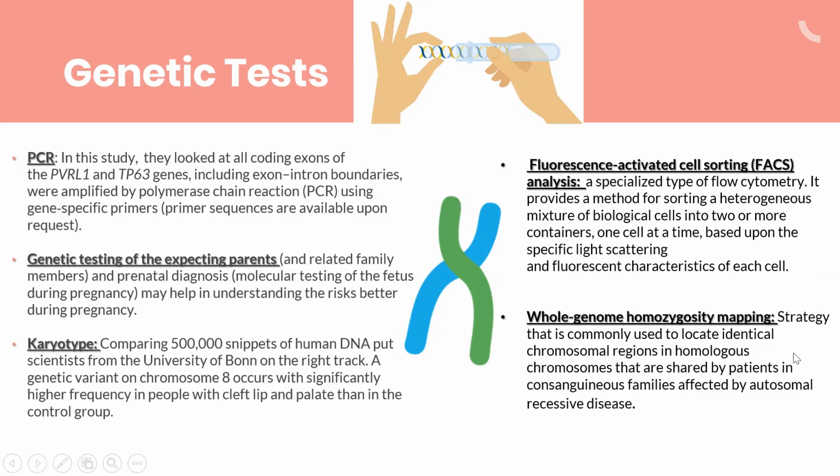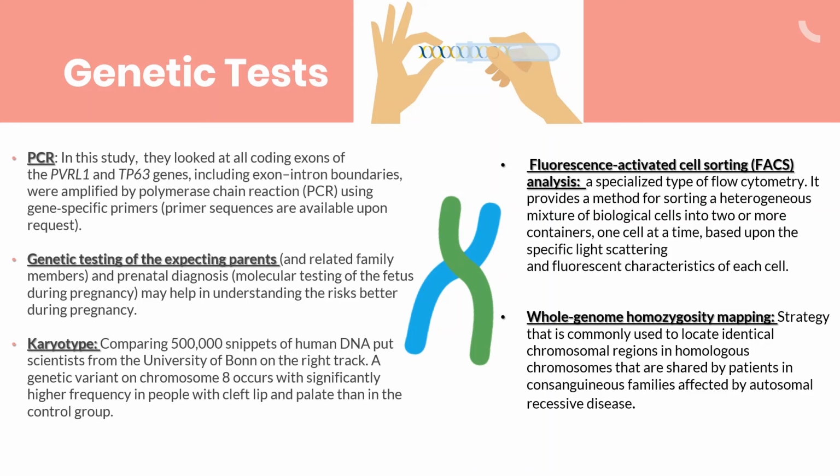Genetic tests. In this very study that we were looking at, they looked at all the coding exons of the PVRL1 and some TP63 genes, which is involved in tumor suppression. But we're not going to go too much into that. This included exon and intron boundaries, which were amplified by PCR using gene-specific primers, and these primer sequences were available upon request.